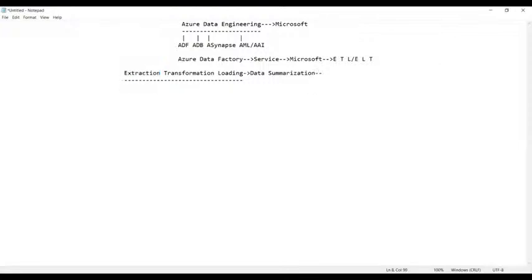The next one is called extraction. Then the next process comes here, what? Loading, not the transformation. Extract and load first, then transform it later. Transform it later.